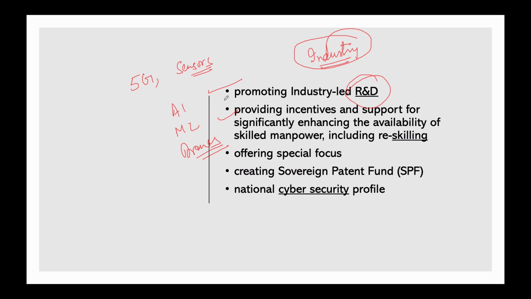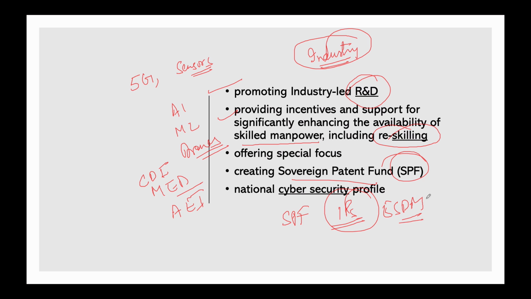They will provide incentives and support, significantly enhancing the availability of skilled manpower, including reskilling also. For that they will offer special focus on the chip design industry, medical electronics devices, the automotive electronics industry, and power electronics for mobility and strategic electronics. They will create a Sovereign Patent Fund, known as SPF, to promote the development and acquisition of IPs, that is intellectual property rights, in this ESDM sector. Moreover, they will promote trusted electronics value chain initiatives to improve the national cyber security profile also.